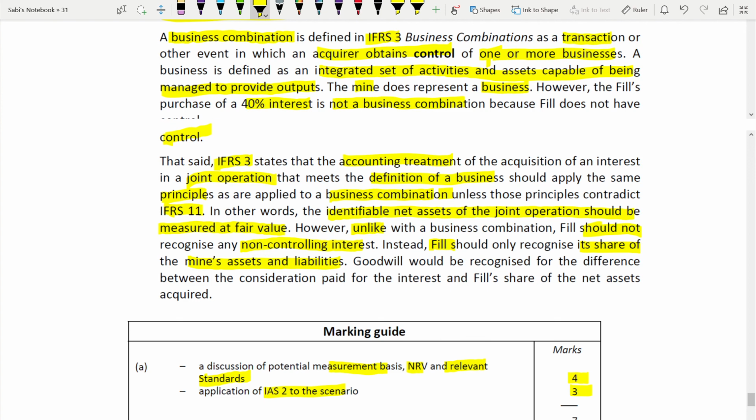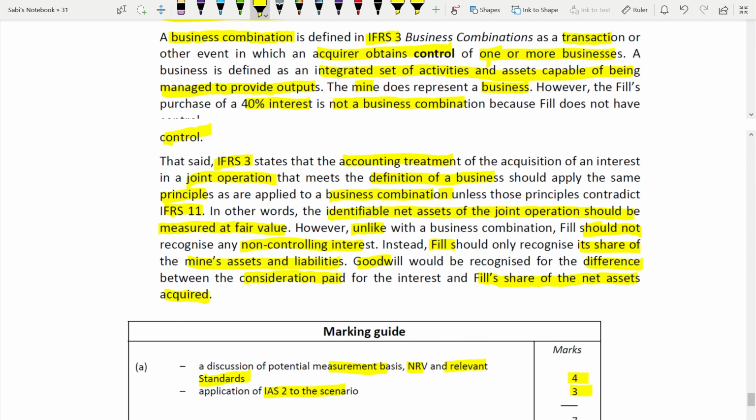See, that 40 plus that 35% we take to decide, to show that they have joint control. But when we are recognizing assets and liabilities, that means to recognize net assets, because net assets are what? Assets minus liabilities. Okay, for Phil we are only taking Phil's share, that is 40%. Next, goodwill: yes, we have to recognize it, but the formula changes, no NCI. Goodwill should be recognized for the difference between the consideration that you have paid to buy that interest in the joint operation and simply Phil's share of net assets acquired, that means assets minus liabilities of Phil.